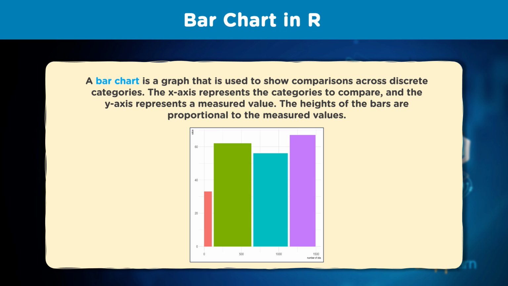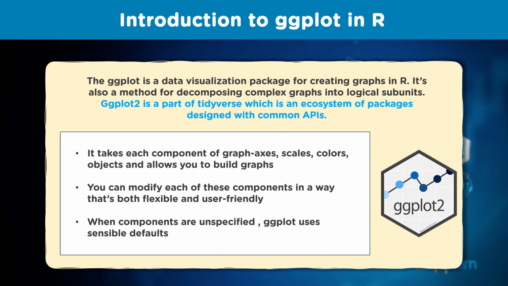Now, to create different kinds of charts, you can use ggplot, which is a package for creating graphs in R. It is basically a method of thinking about and decomposing complex graphs into logical subunits, and it is part of the tidyverse ecosystem. So it takes each component of the graph, the axes, you can give scales, you can give colors, you can give the objects, and you can build graphs on particular data. You can modify each of those components in a way that's more flexible and user friendly. If you are not providing details for the components, then ggplot will use sensible defaults, and this makes it a powerful and flexible tool.